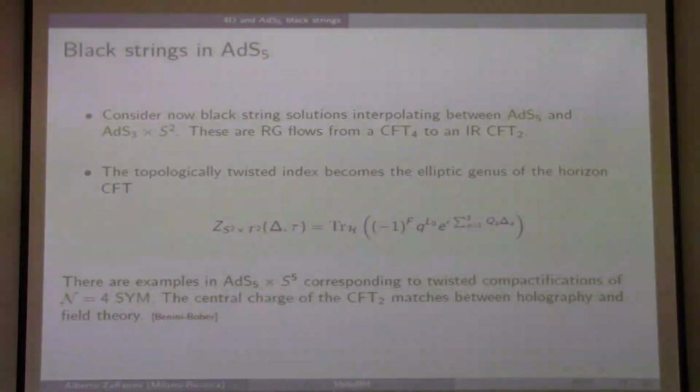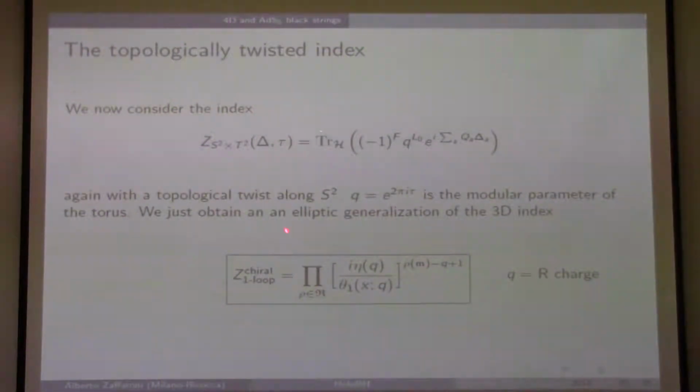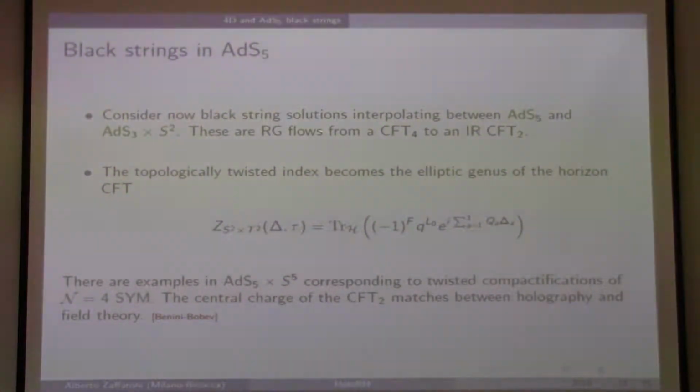Holography. This strongly suggests a conformal field theory, so I want to flow not to a quantum mechanics, but to a conformal field theory too. So I can take solutions that interpolate between AdS5, the conformal field theory in 4 dimensions, and AdS3 times S2. So this is a flow from a conformal field theory in 4 dimensions to a conformal field theory in 2 dimensions. Again, there are examples in the literature. There are plenty of examples.